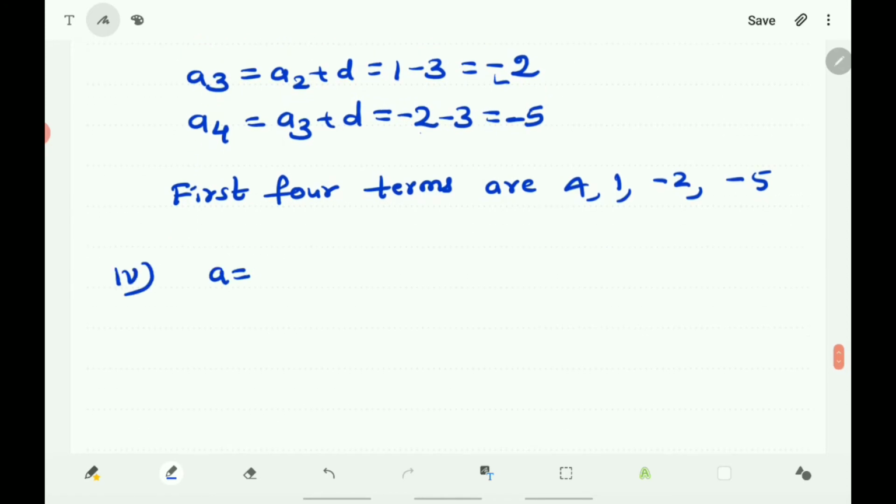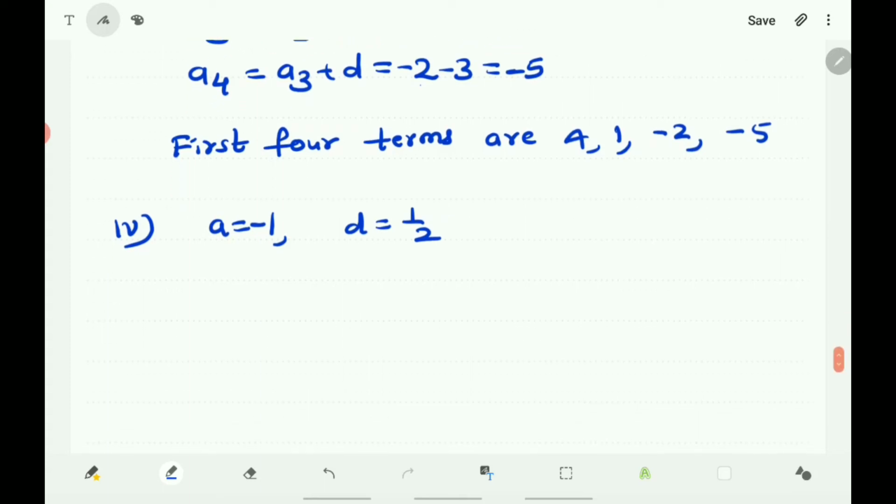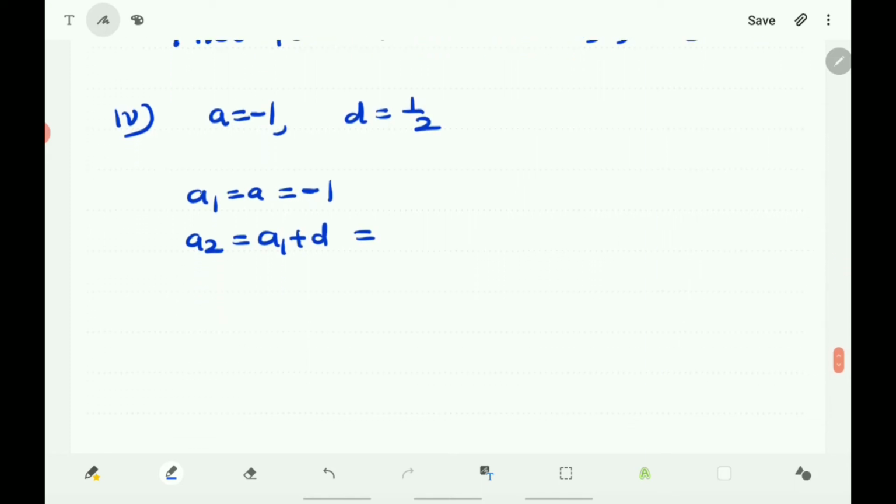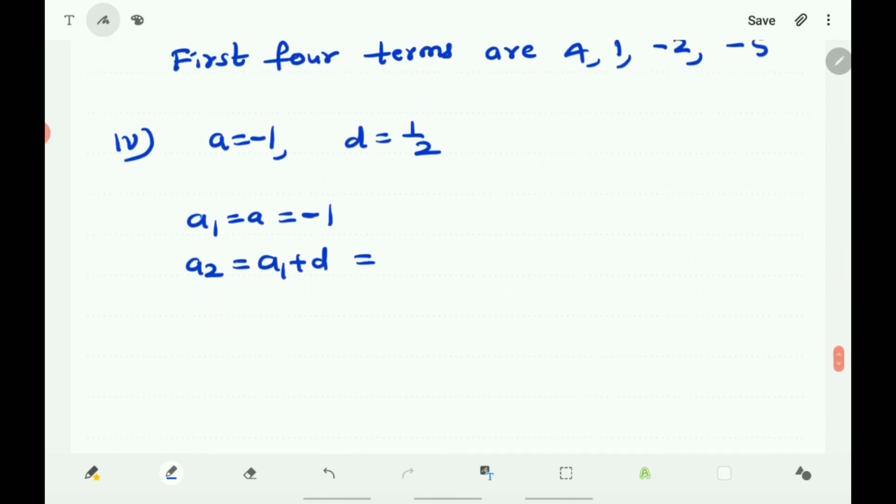It is A equal to minus 1, D equal to 1 by 2. To get the first four terms, the first term is A1, that is A, that is given. What is A? A is minus 1. A2 means what? A1 plus D. A2, the second term, is equal to the first term plus D. That is A2 is equal to A1 plus D.